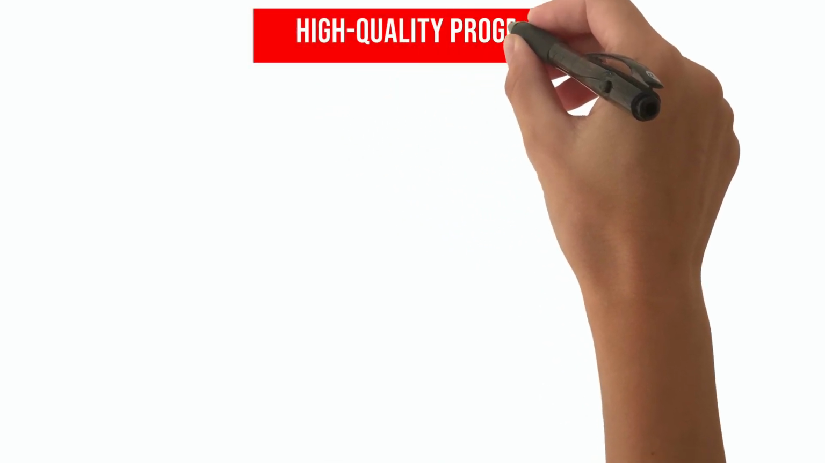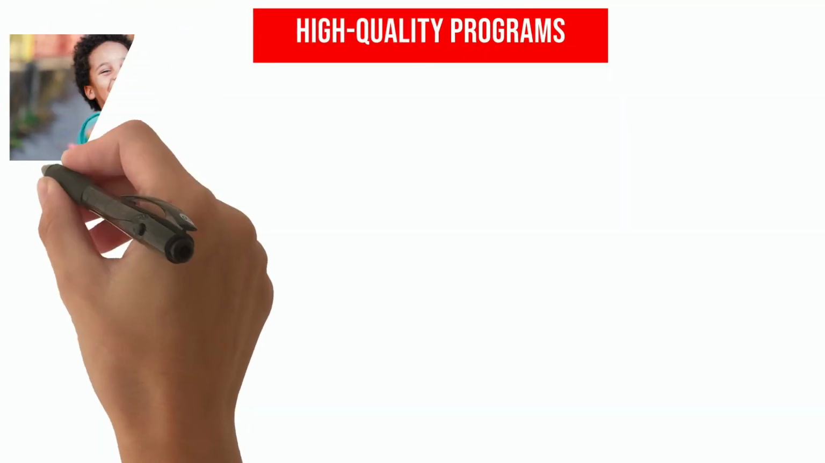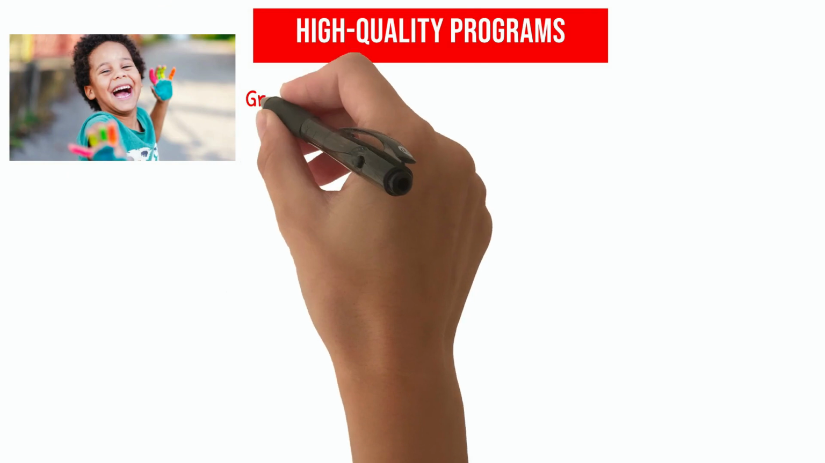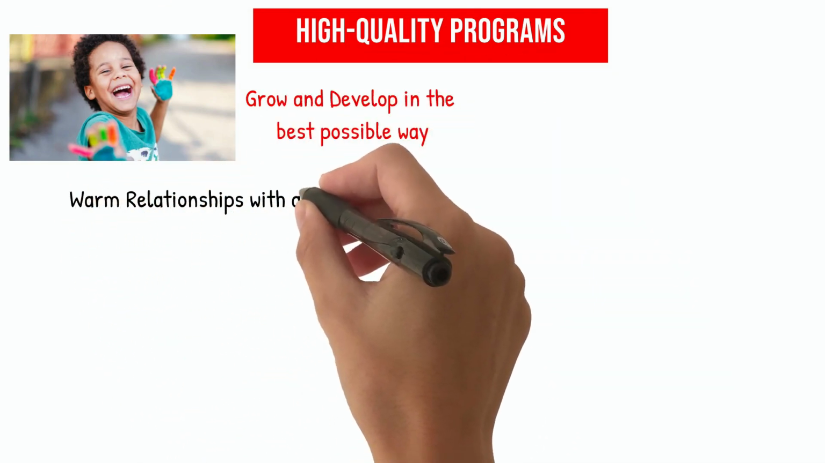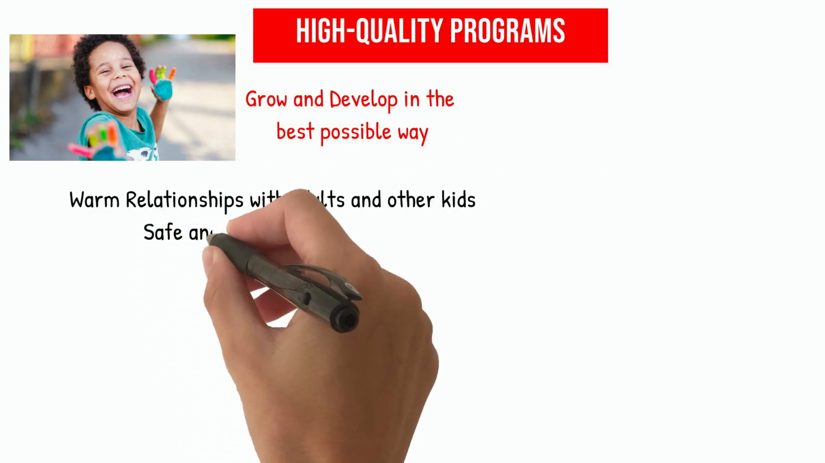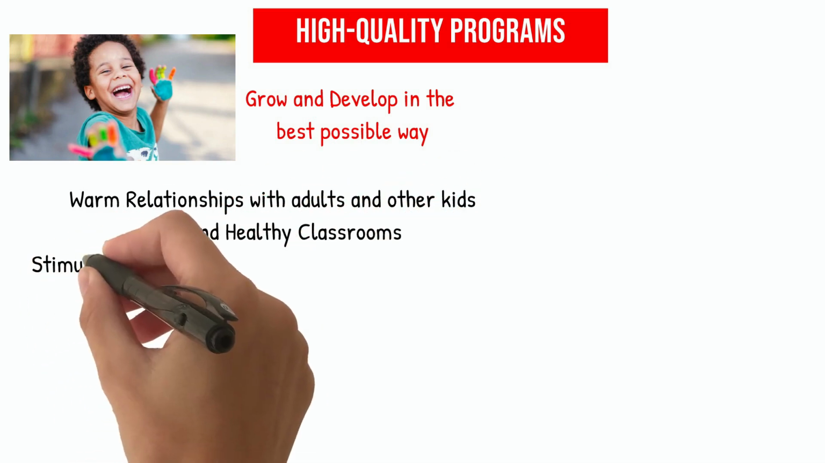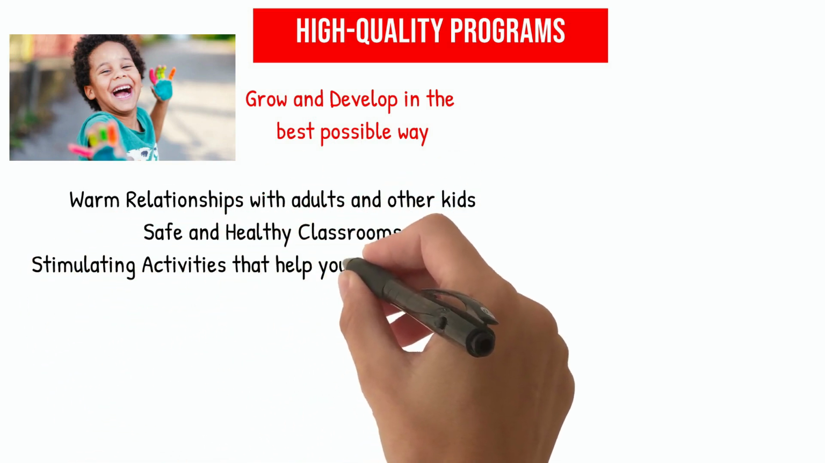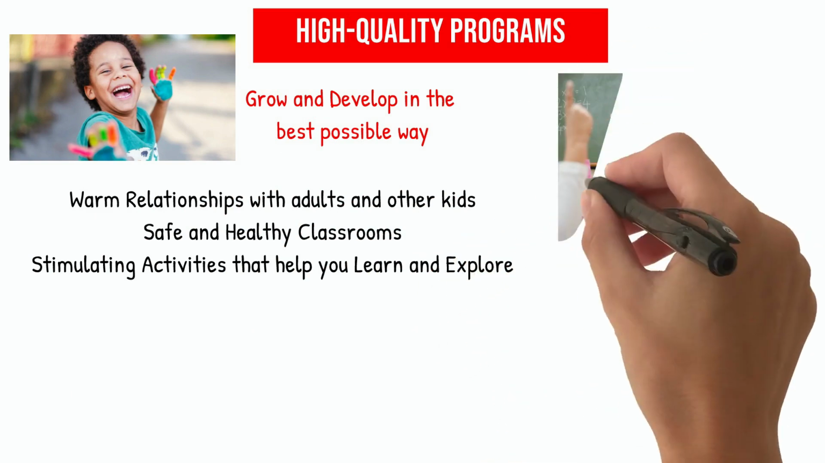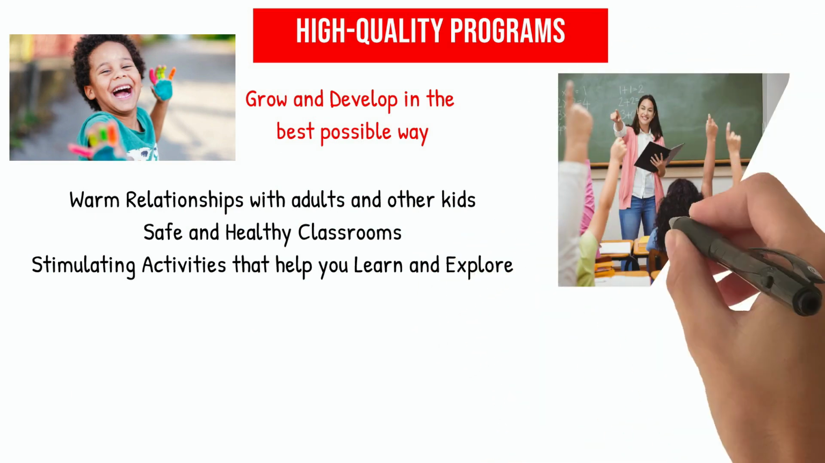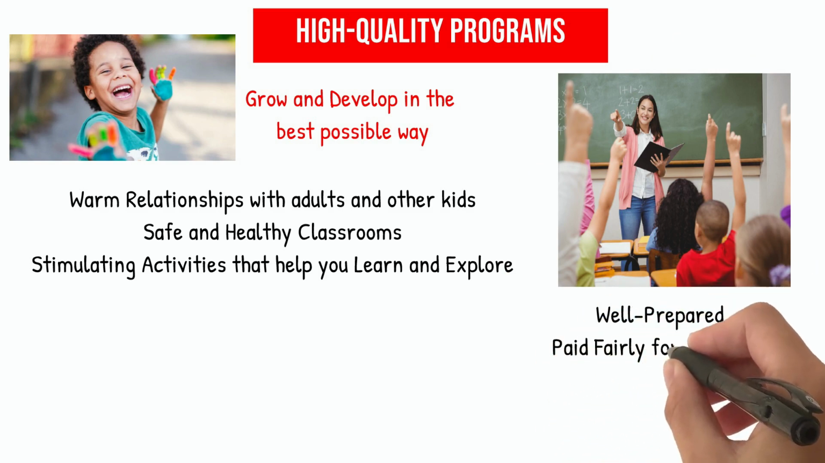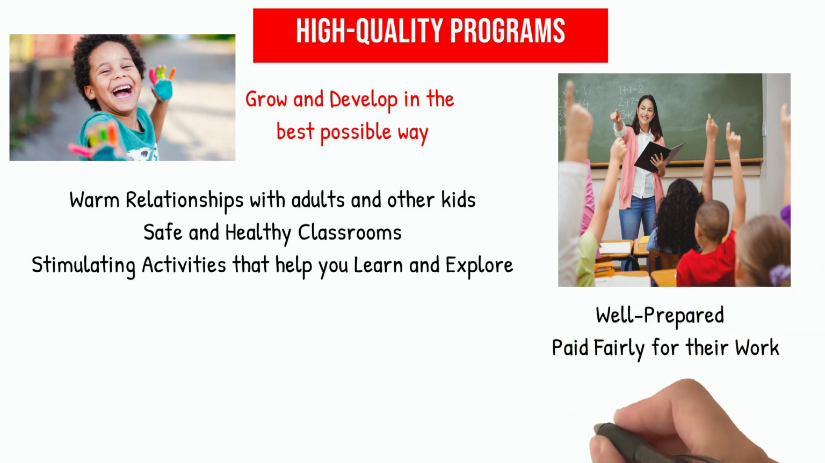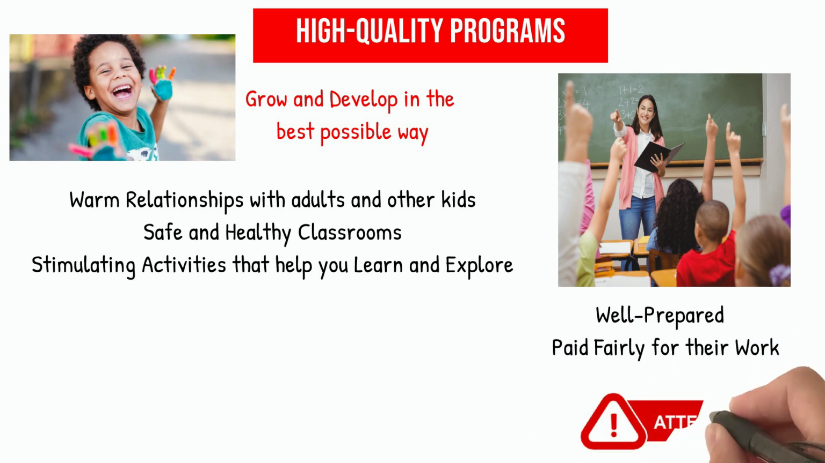High-quality programs. These are programs that are designed to help children grow and develop in the best possible way. This can include things like warm relationships with adults and other kids, safe and healthy classrooms, and stimulating activities that help you learn and explore. When you're in a high-quality program, you can expect to have teachers who are well prepared and paid fairly for their work. You'll also be in a group with a small number of other children, so you can get plenty of attention and support from your teacher.